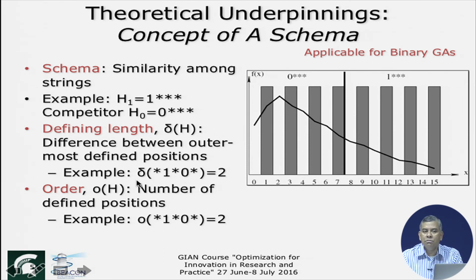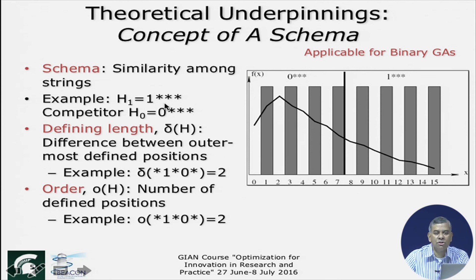So what are the two outermost fixed bits? Outermost means the leftmost and the rightmost. So it's 1 here, which is in the second position, and 0 here is the rightmost fixed bit, and its position is 1, 2, 3, 4, right? So rightmost is 4, leftmost is 2, so the difference between them is the defining length, which is 4 minus 2 or 2.